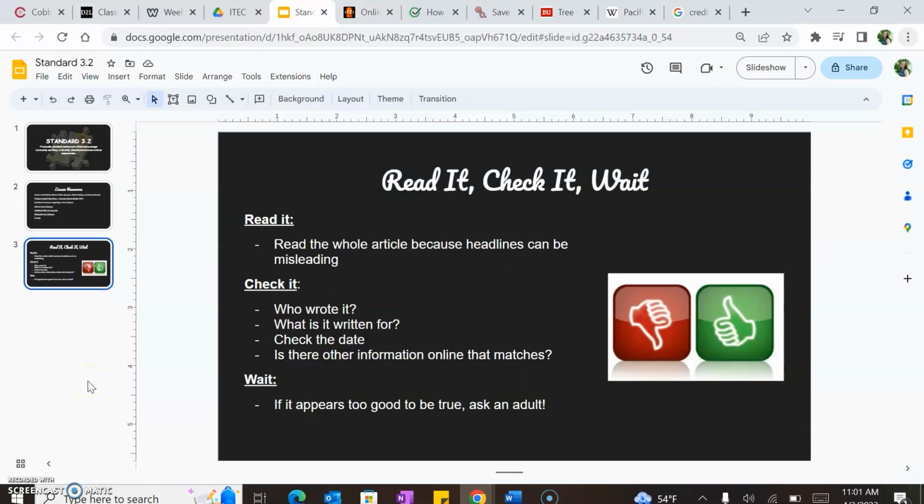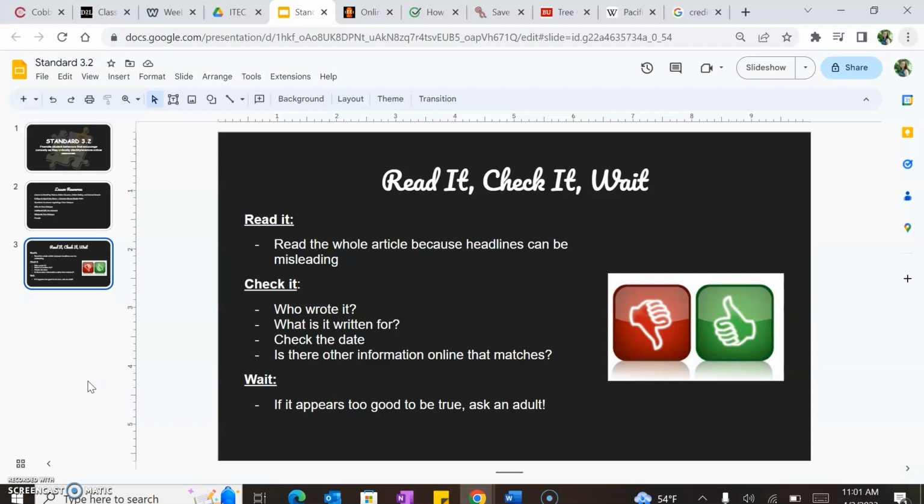After going through each of those websites, the students were then asked to go visit the websites again and use the read it, check it, and wait method. They were to read the whole article because sometimes the headlines can be misleading. They were then asked to check it by asking themselves who wrote the article, what is it written for, check the date of publication, and if there's any additional information online that matches the information being presented in that website.